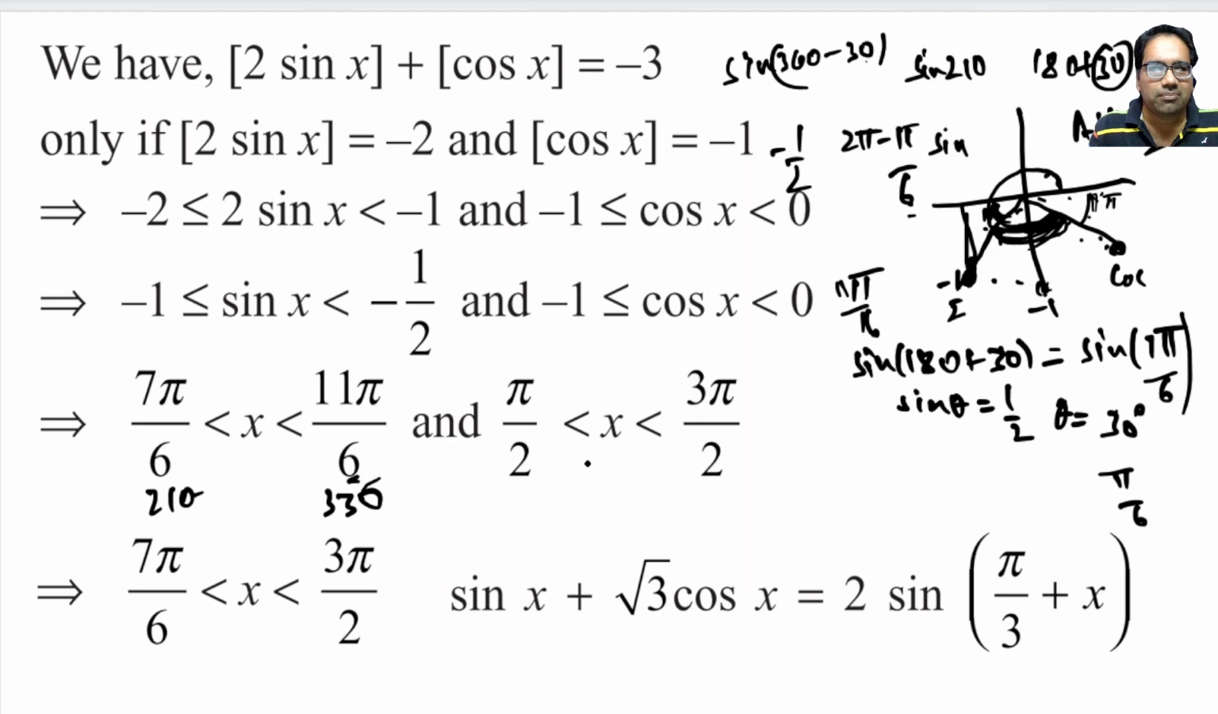Okay, now coming back to minus 1 to 0 of cos. Where is cos negative? Cos is negative in Q2 and Q3. Right, this part and this part.